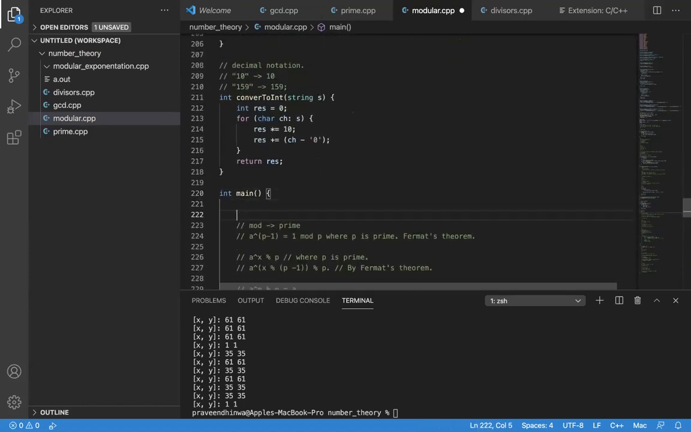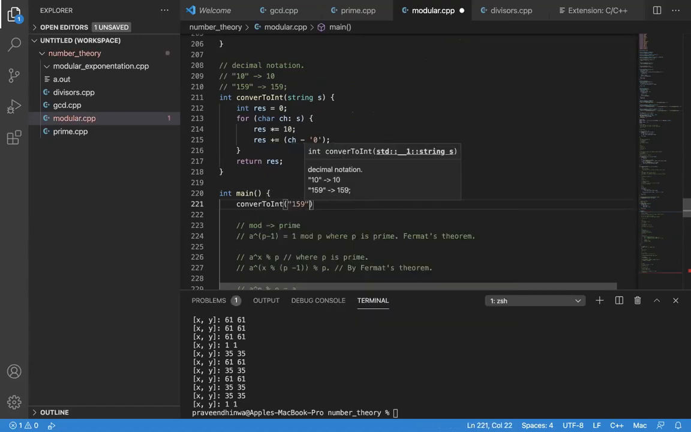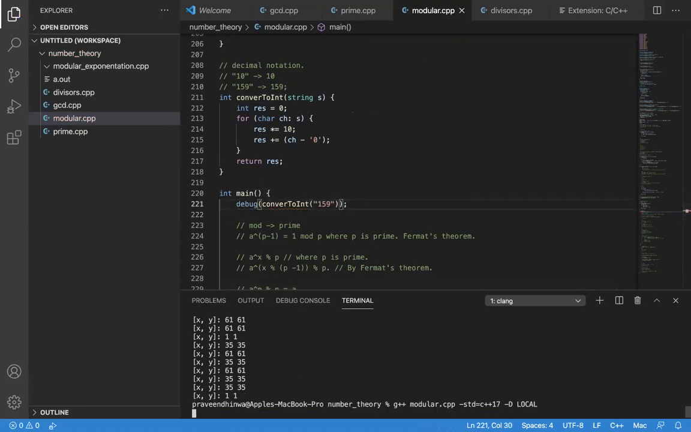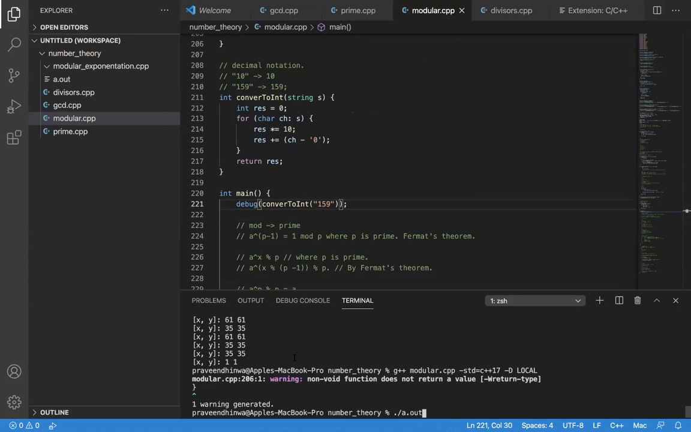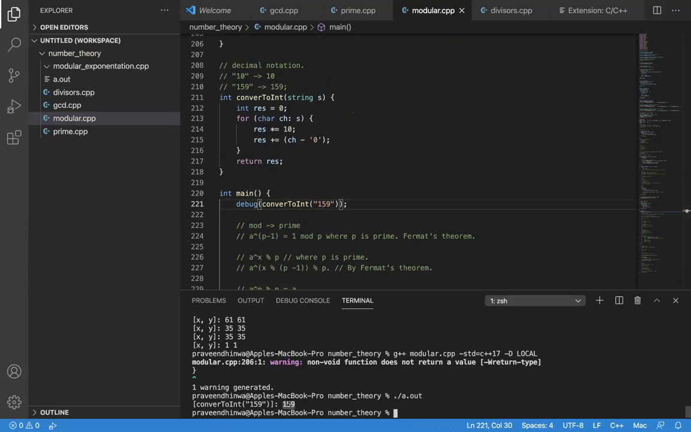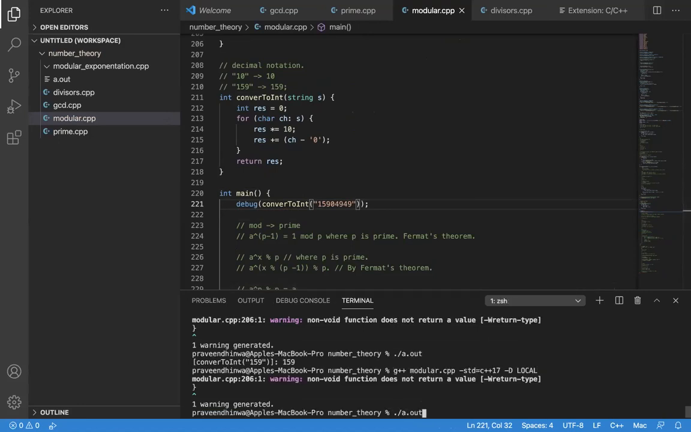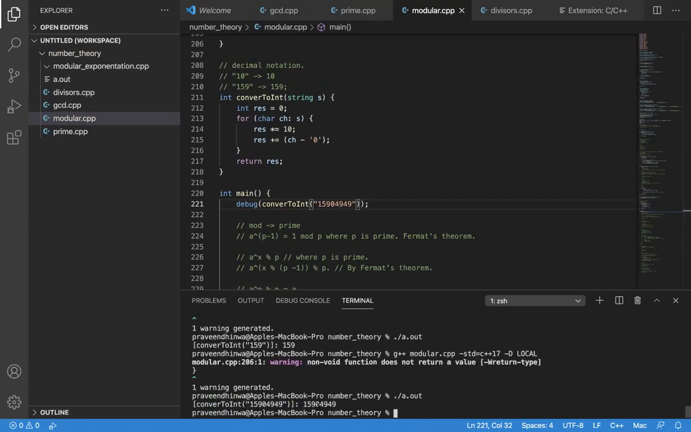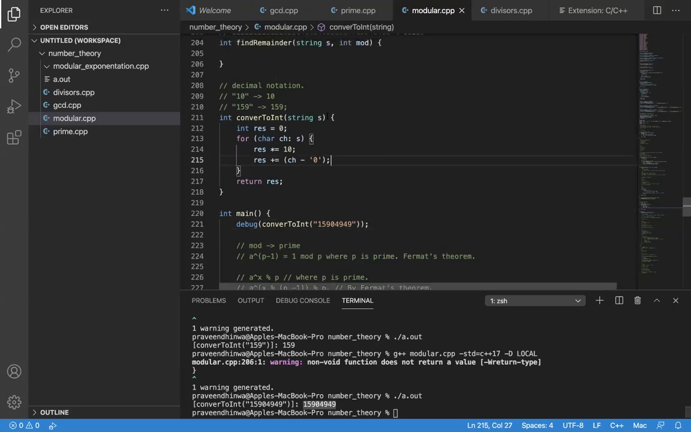So convert to int of 159. Let's print this. This is not returning or what? So convert to int of, let's say, 159004. So you can see this answer is the same. This is a very simple program.